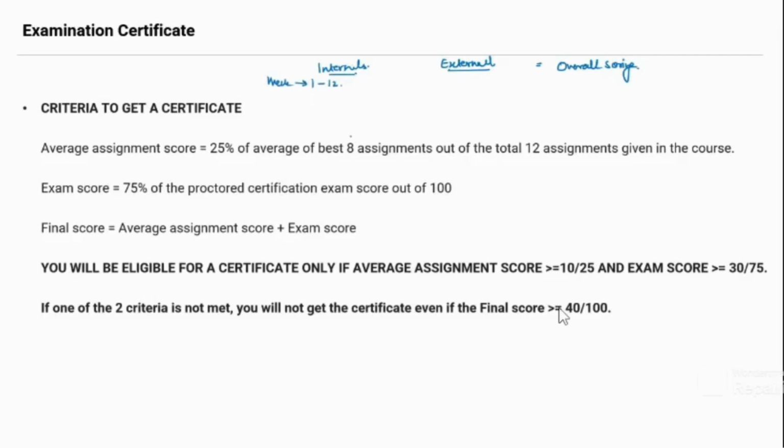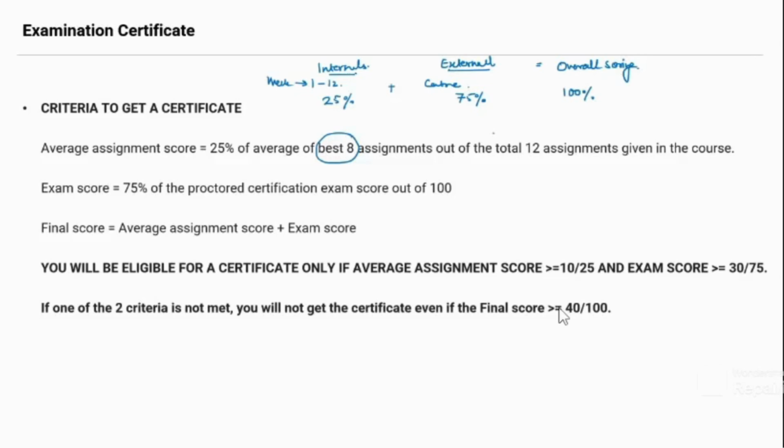From week 1 to week 12, all those assignments are basically your internals. What NPTEL does is calculate the average of the best 8 assignments. Although there are 12 assignments, they calculate the average of the best 8, and the weightage given to it is 25%. Then comes your external, which will be the examination in physical mode, wherein you are going to an exam center and sitting for the 3-hour paper. Since it is proctored and invigilated, it gains a higher weightage of 75%. So this becomes an overall scoring of 100%.